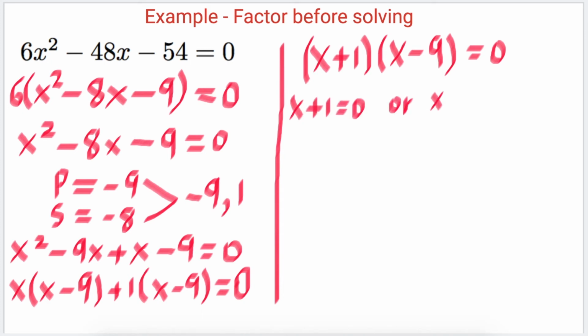We're going to set each of the parentheses equal to 0. So you have x plus 1 equals 0 or x minus 9 equals 0, and then solve the linear equations. So x plus 1 equals 0, when you solve it, you get x equals -1, and when you solve the other one, you get x equals +9. And those are the solutions of that quadratic equation.